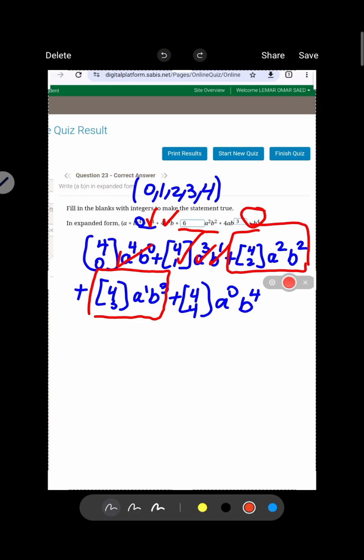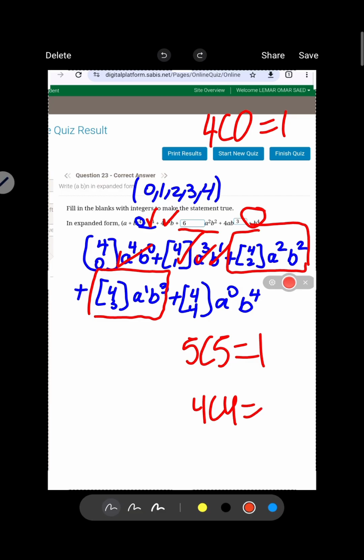When it's 4c0, it's always equal to 1, I told you already. And when it's a number, for example 5c5 is equal to 1. 4c4 is equal to 1. But always make sure all the time. Okay, so they already gave this to us too.